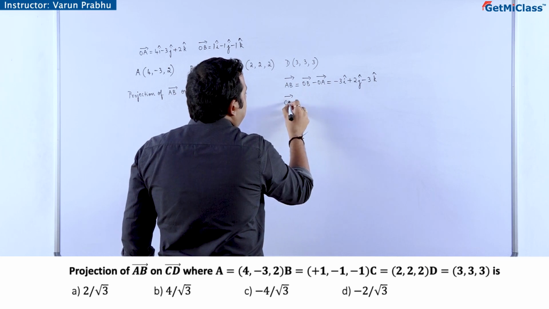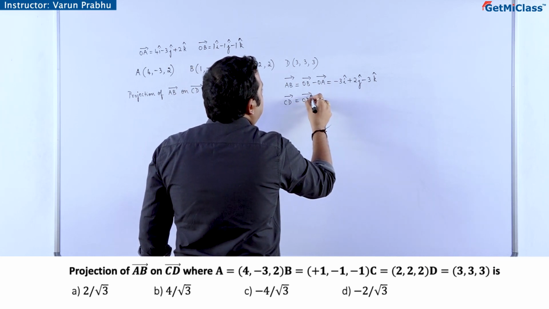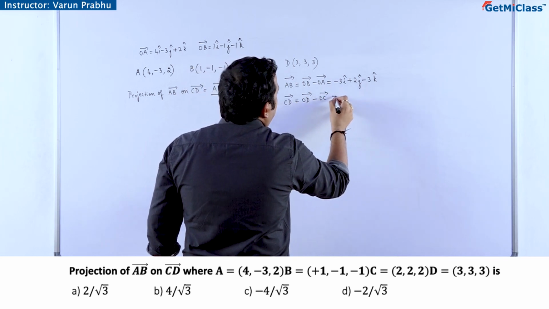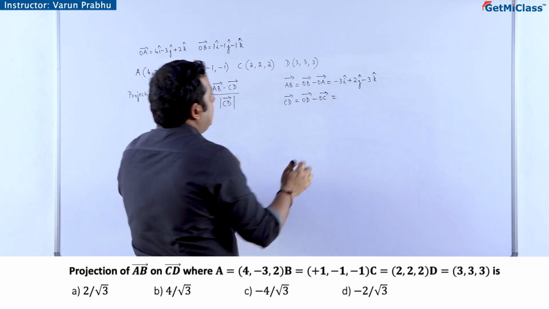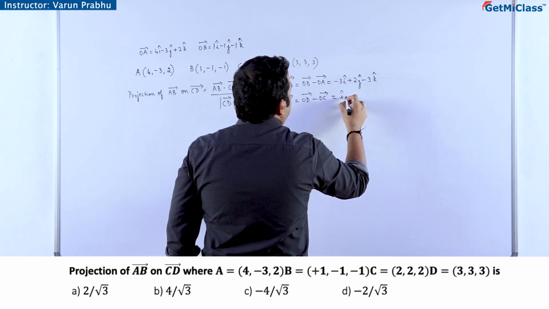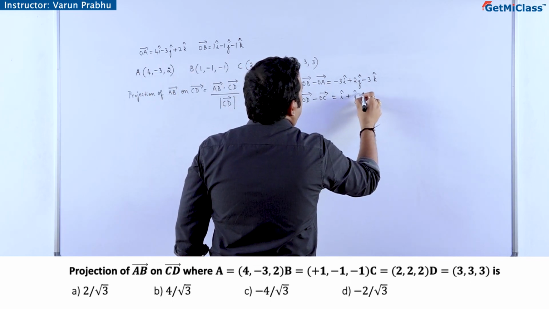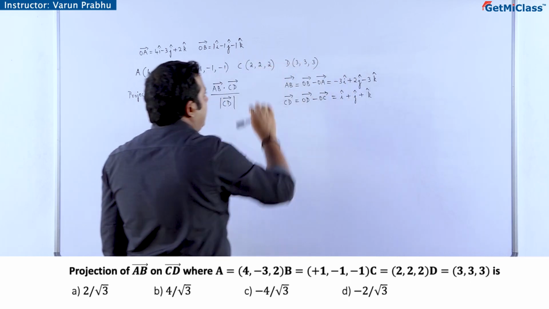Vector CD can be written as vector OD minus vector OC. We are not going to calculate the position vector of the point in the exam. So we can directly write 3 minus 2, 1, i cap plus j cap plus k cap. Correct? 3 minus 2 is 1 everywhere.